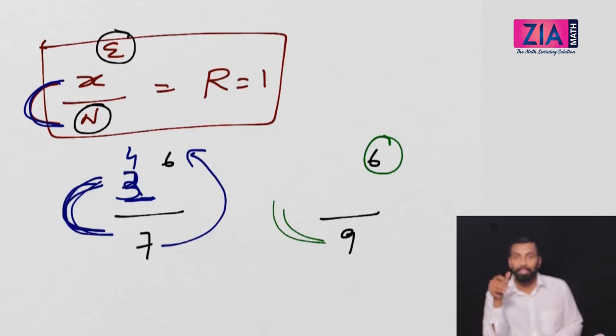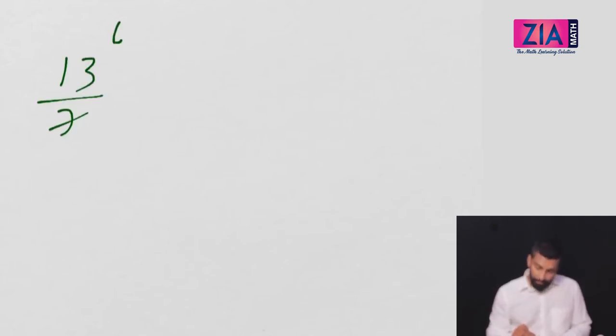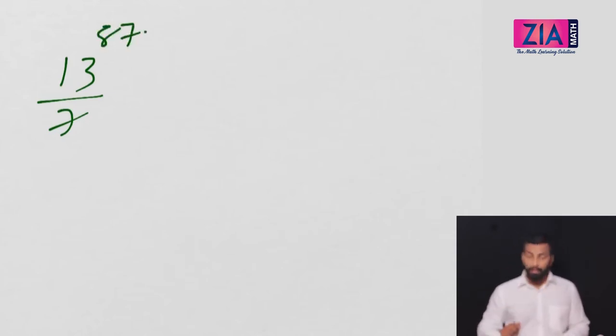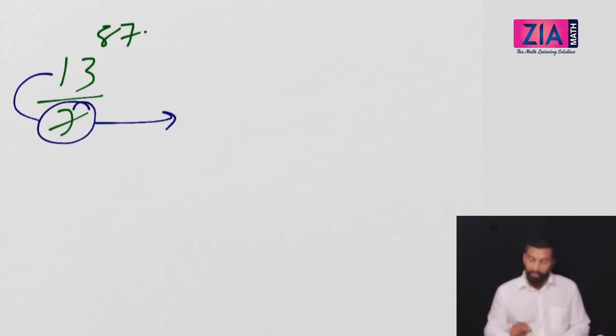I hope all of you understood this. This is very interesting. Now let me tell you how you find the Euler's number, then it is going to be very easy. But before that, let me answer the question that we discussed earlier: 13 raised to 87 divided by 7. How will you answer? We know these two are coprimes, and we know the Euler's number of 7.